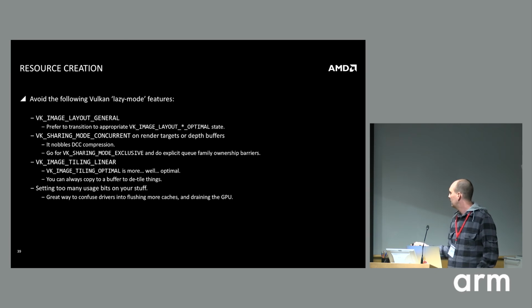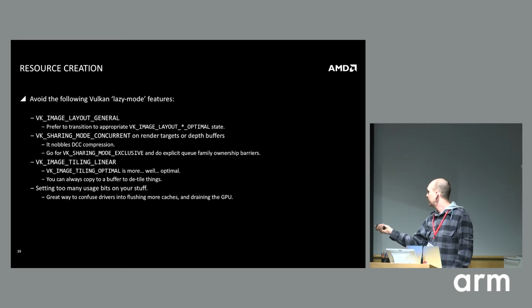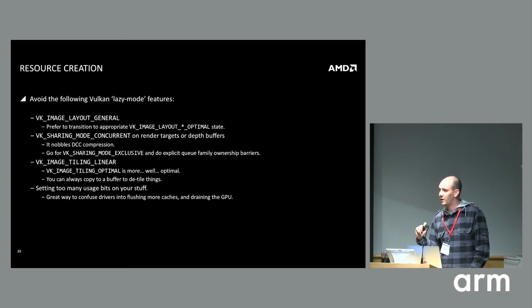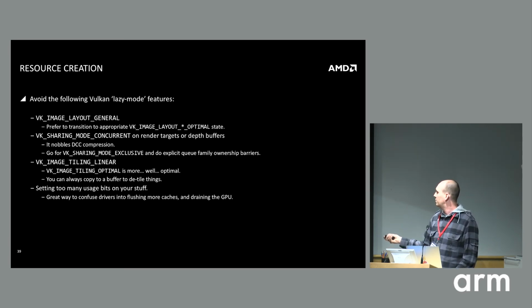Sharing mode concurrent on render targets and depth buffers. This nobbles our compression. So if you switch that on, you won't get compression on your render targets, which can have a bit of an impact on performance. So it's advised that you use exclusive mode. So you're saying this target's used by this queue, and then manually transition ownership to other queues. In this way, you'll keep the compression, and then you can manually get the decompress if you need access from another queue.